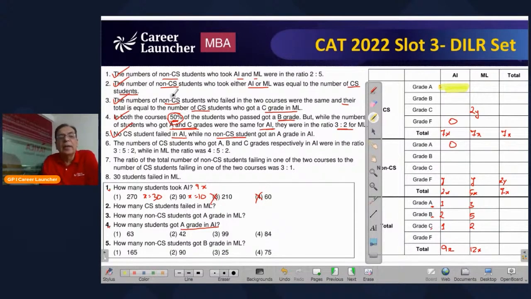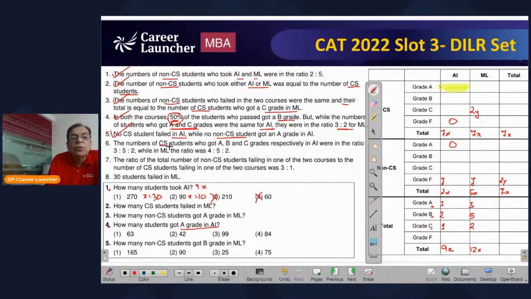Can we do something about it? How many students got grade A in AI? Can we do something at present? There's 9x. This has to be double of this. No, at present we don't know. Okay, let's go to the next statement.